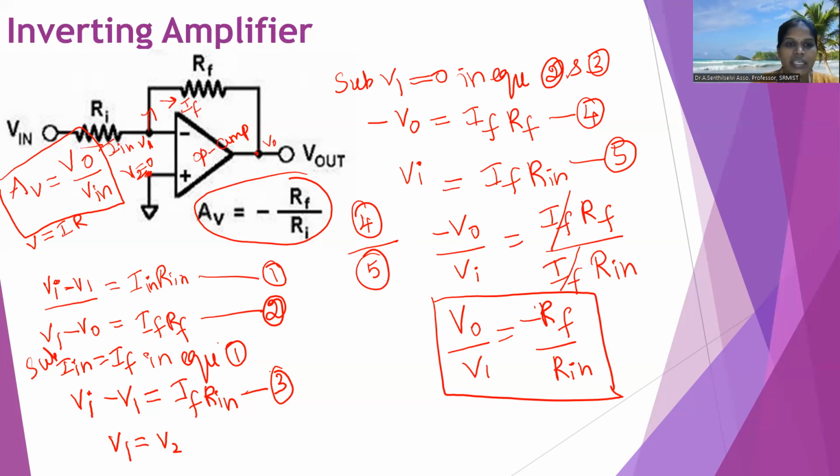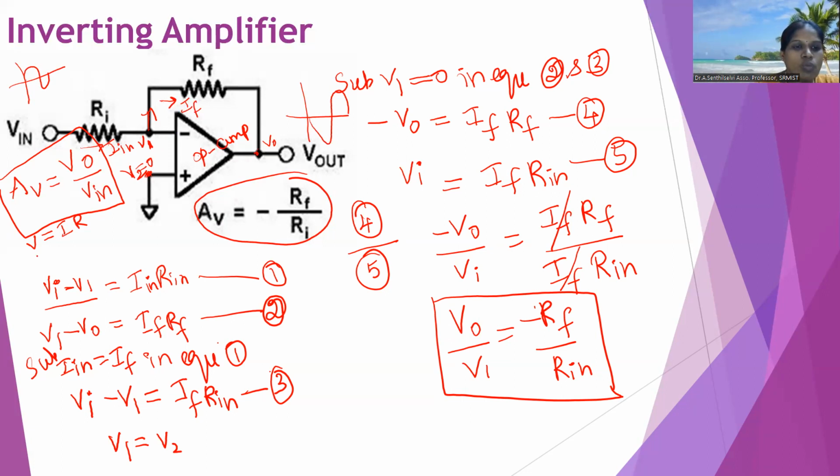So, repeating, why is it an inverting amplifier? We are giving the input at the inverting terminal. If we give the input like this, we get the output as the amplified version of the inverted signal. The signal is inverted.